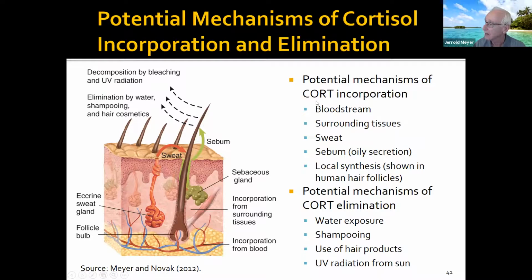This is just showing the potential mechanisms of cortisol incorporation, focusing on the bloodstream. There could also be diffusion from surrounding tissues of the skin. In the hair shaft, there's cortisol not only in sweat, I mentioned that, but in sebum, the secretion of sebaceous glands. And then I mentioned local synthesis. And then the mechanisms of cortisol elimination. Okay, that's from a review paper that we published almost 10 years ago. All right, so let's get back to this issue of local synthesis.